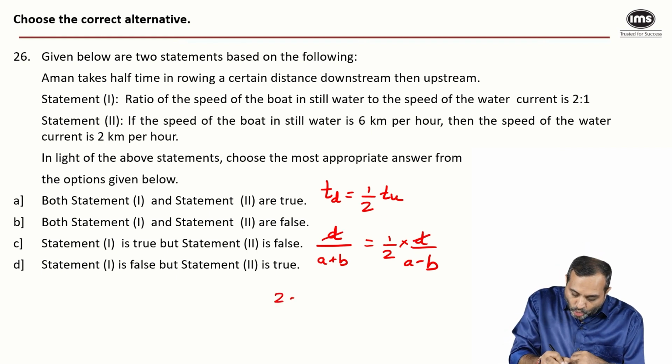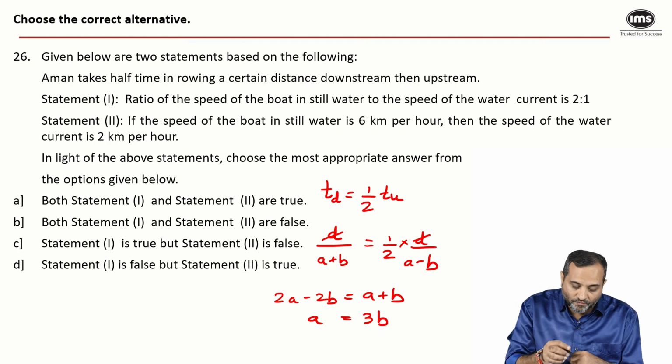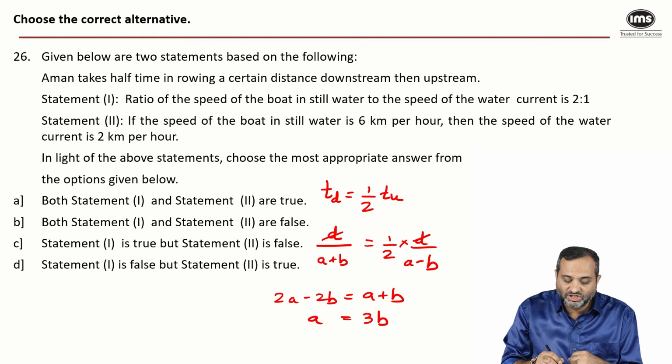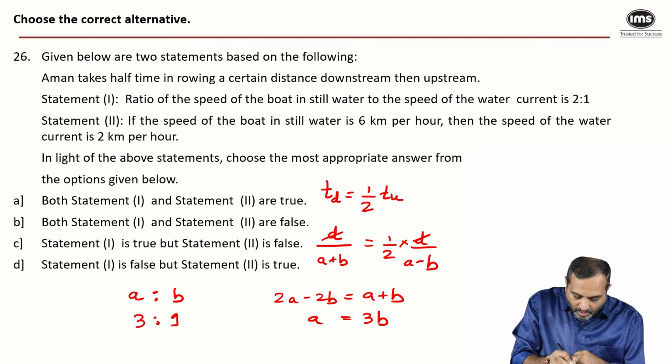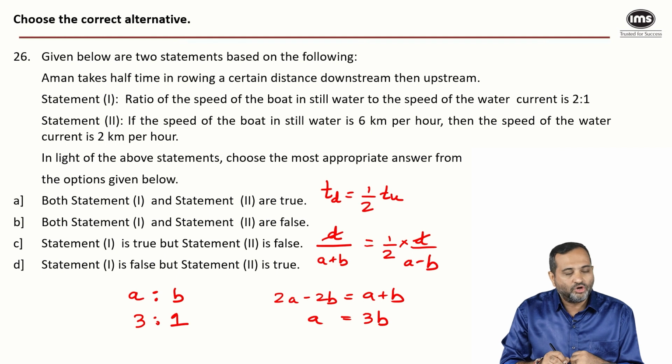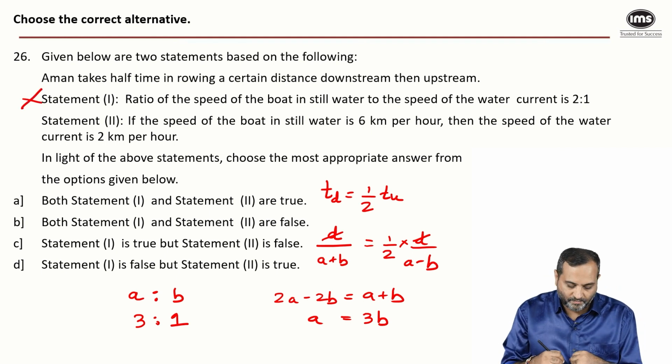You will get 2A minus 2B is equal to A plus B, or can I say A is equal to 3B? Or what is the ratio that we are looking for? Ratio of speed of boat in still water to speed of water. That means I am looking at the ratio of A is to B, which is nothing but 3:1. Am I getting 2:1? No. So statement 1 is therefore false.